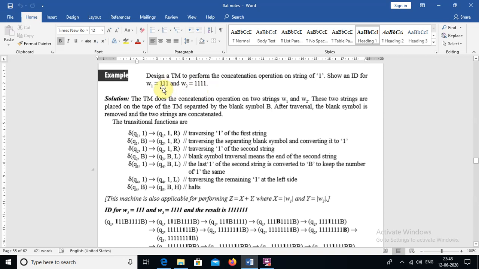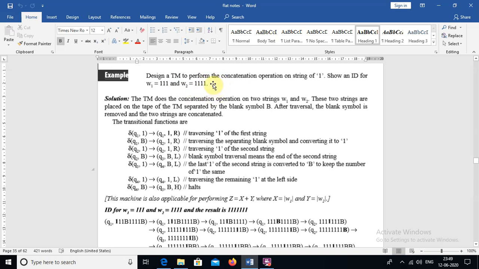So w1 is 3 ones, w2 is 4 ones. The concatenation operation becomes a total of 7 ones, without any gap, right? So for that reason, we separate w1 and w2 with a blank. First you start at the first 1 of w1, you travel to the right, you find a blank and that can be replaced with 1, and you continue traveling right and you find the blank at the end.